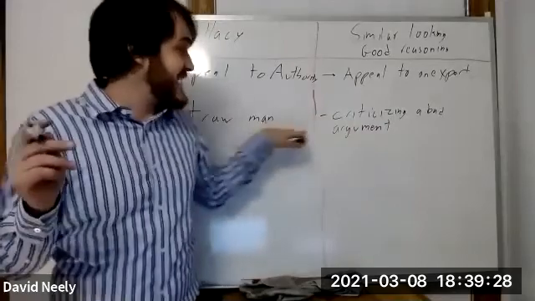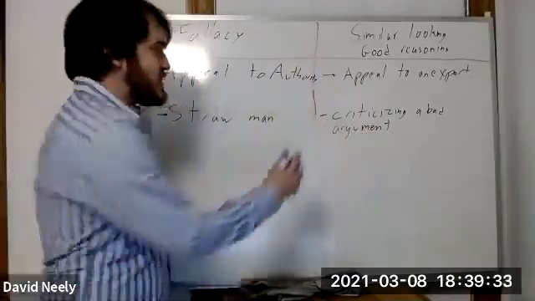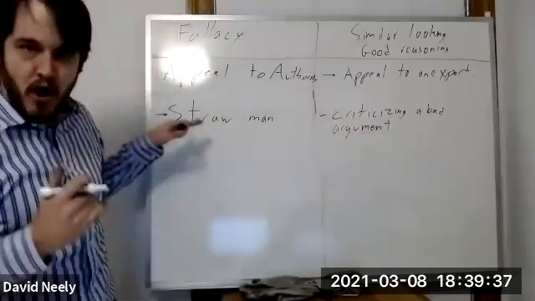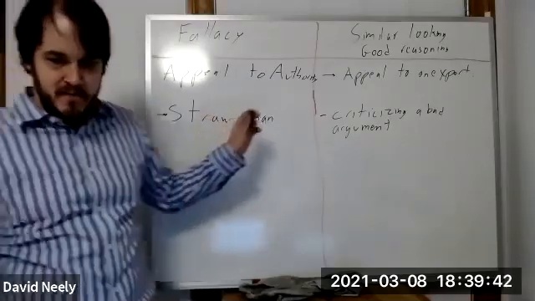So whenever somebody attacks a view and you're reading about it or you see it on TV, make sure that what they're attacking is a view the person actually holds and isn't just a straw man version of it. All right, we good? Can I move on to the next one?